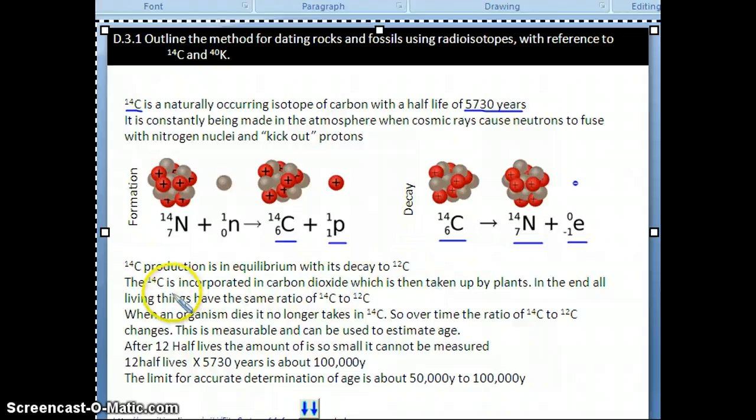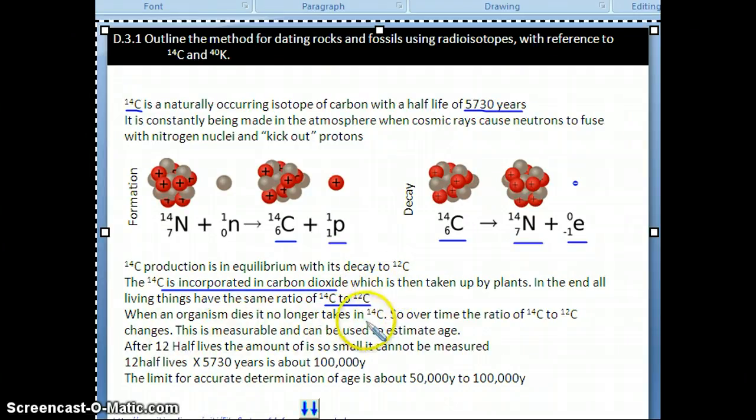The neat part about this is carbon-14 is incorporated into carbon dioxide, which is taken up by plants, and in the end all living things will have it because we'll eat the plants or some other animal will eat the plants and we'll eat the animal, and then we'll also get the carbon-14 in our body. And so as long as we continue to eat, the carbon-14 to carbon-12 ratio will stay the same as the atmosphere, the same as in our bodies.